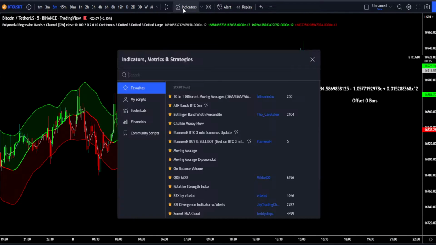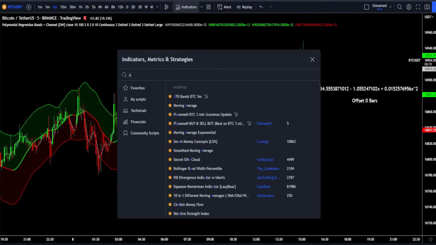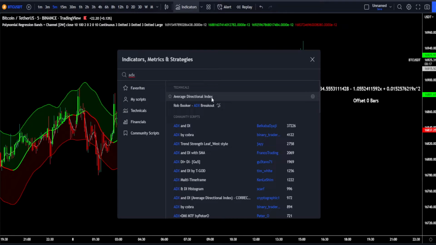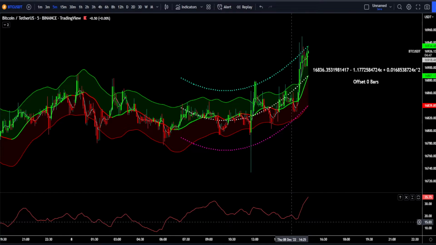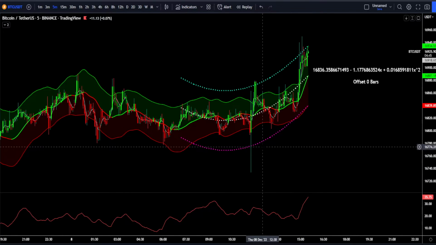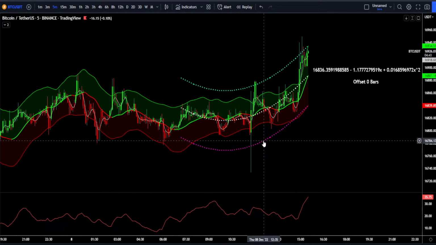Now for the trading strategy that I'm going to be showing you today, we actually need to come across to our indicators tab and add one more indicator. And for this, you're just going to be searching for the ADX or the average directional index. We will be keeping the ADX indicator settings the same. However, we will be changing the polynomial regression indicator settings for this strategy.